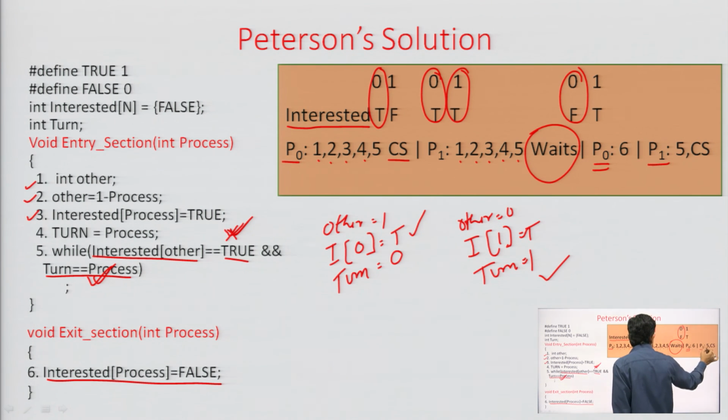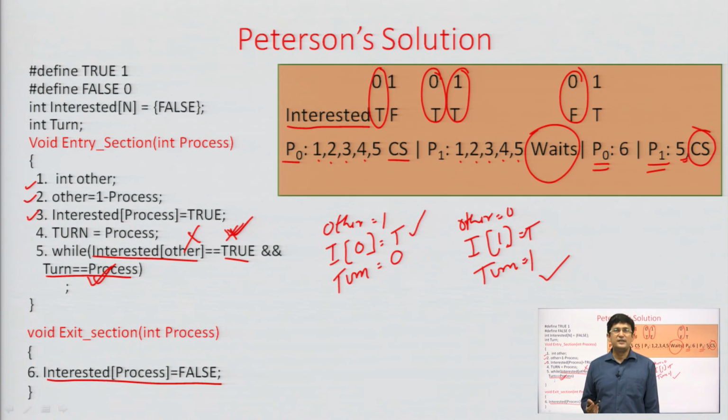Fine. Now, the P1 process again checks condition number 5. Condition number 5 says if the interest of the other is true. No, it is false, it has just been set as false. This condition is not satisfied. Since this condition is not satisfied, the P1 process can enter the critical section. So, we have seen that mutual exclusion is guaranteed here. Only one process can enter the critical section at the same time.